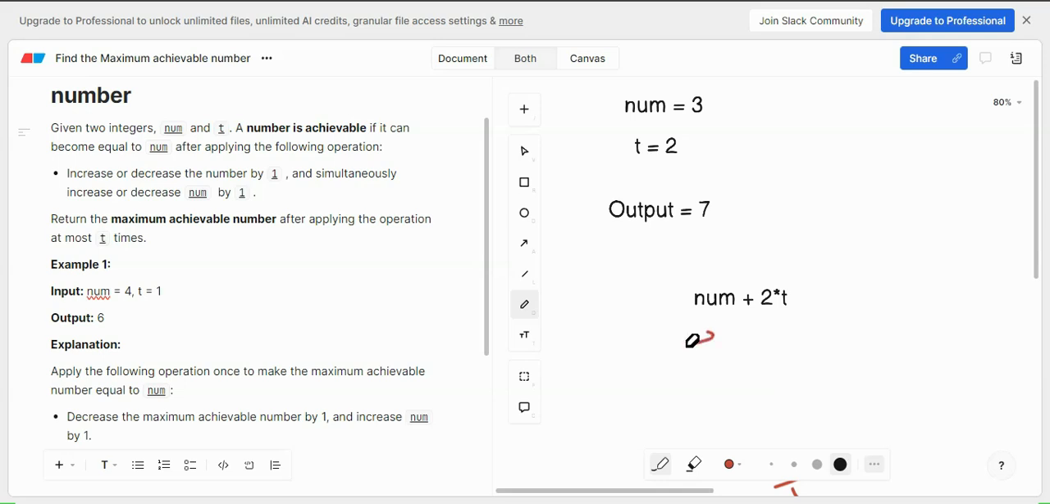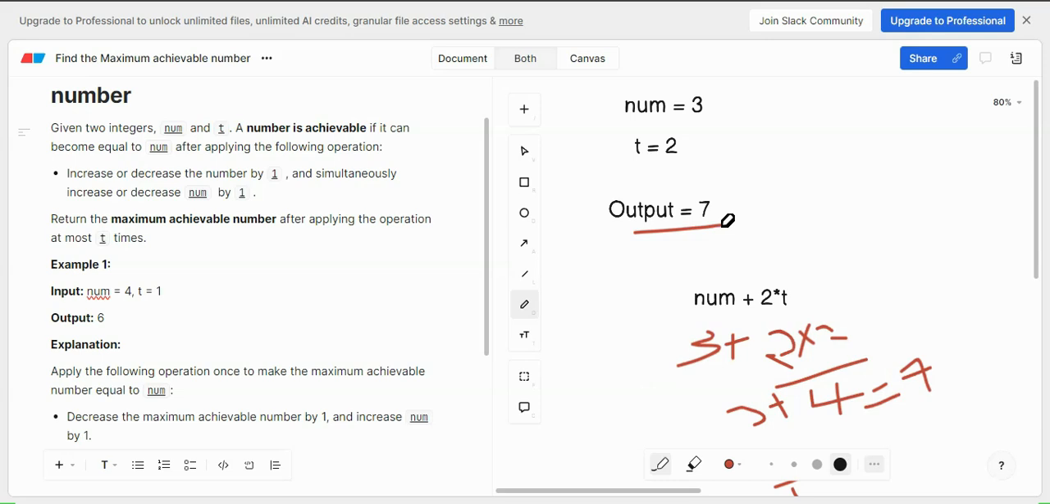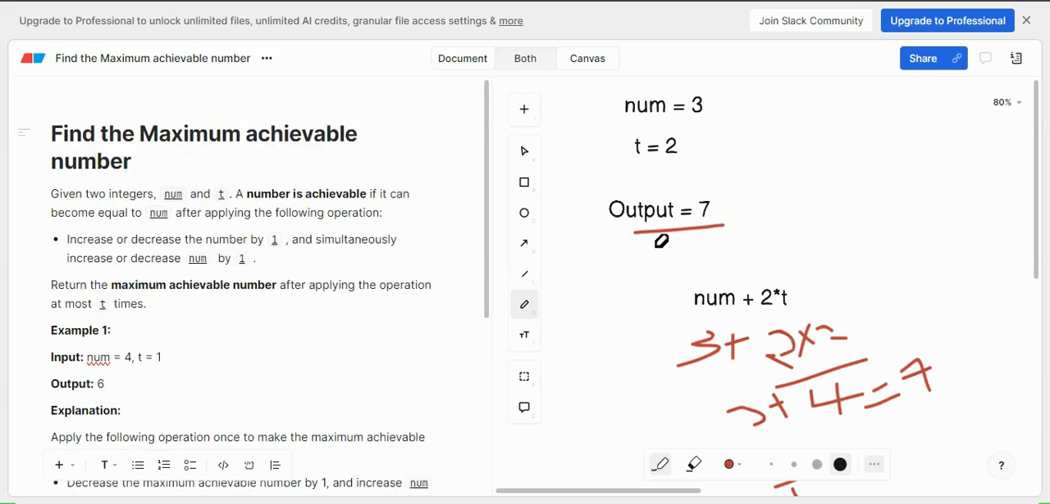Since num is 3 and t is 2, 2 into 2 is nothing but 4. So we are getting 4, and 3 plus 4 is equivalent to 7, which means we are getting the desired output. This is how we solve this problem and return the output from the given two numbers.